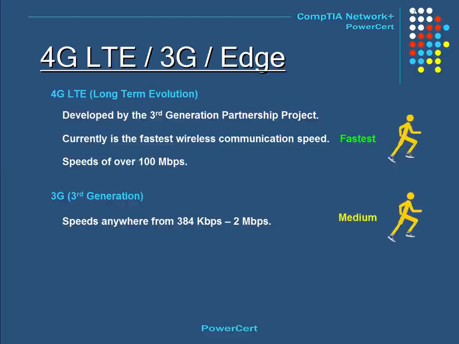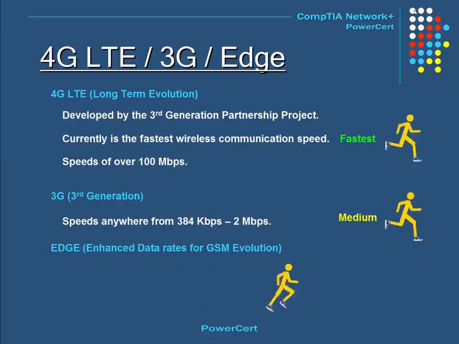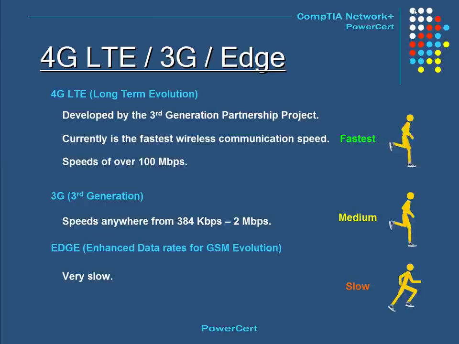And prior to 3G was EDGE. And EDGE stands for Enhanced Data Rates for GSM Evolution. EDGE is a painfully slow technology that has speeds not much different than using a regular dial-up modem, with speeds starting around 75 kbps.